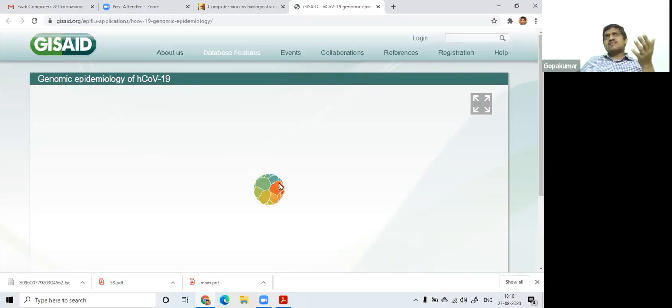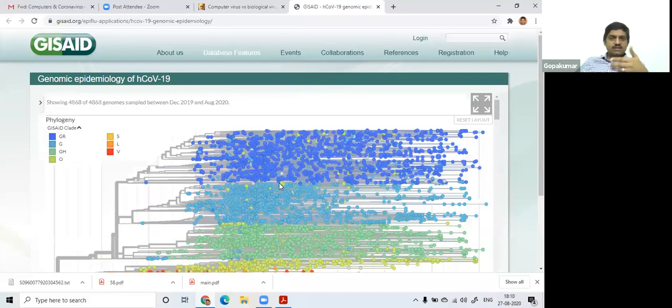So there is a tree called a phylogenetic tree in bioinformatics. I think for computer science people, you know what a tree is. You have a root and the internal nodes and the leaf nodes like that. So you can see that there are 4,868 genomes sampled between December 29th and August 2020. It's an updated one, okay?